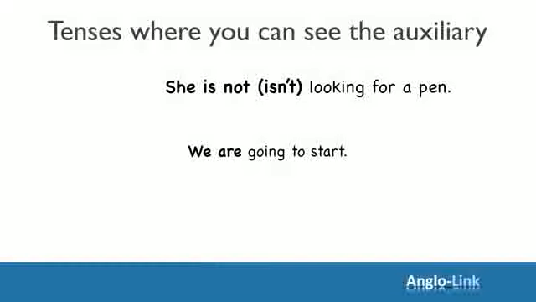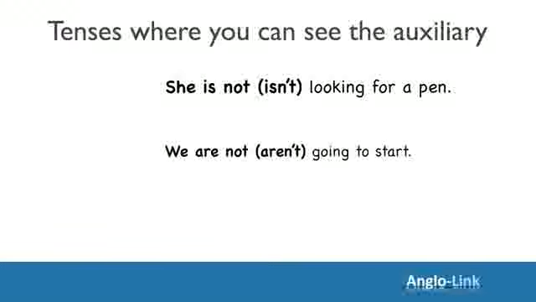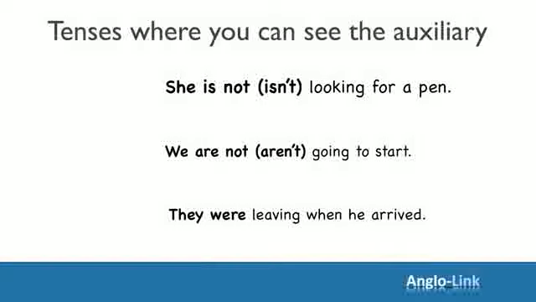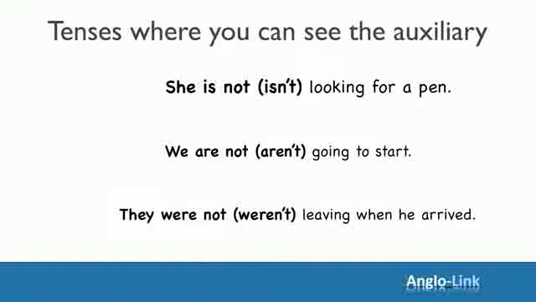We're going to start. That's right, just add not to your verb to be. We're not going to start. We aren't going to start. They were leaving when he arrived. They were not leaving when he arrived. They weren't leaving when he arrived.